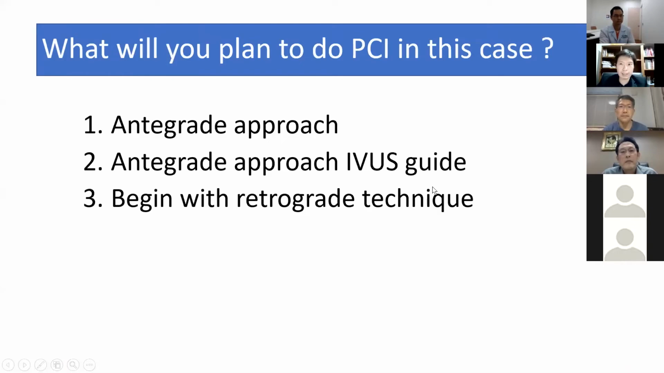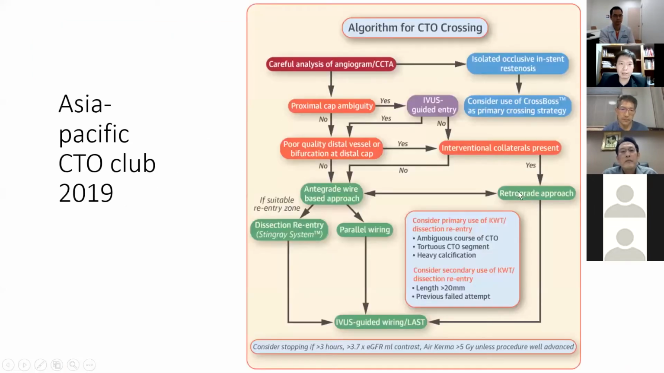So what will I plan to do in this case? An integrated approach with IVUS guidance, or begin with the Luteo technique? I use the Asia Pacific CTO club 2019 guidelines, same as Dr. Manpet showed before. I feel that in this case the proximal cap of the ostial LAD is quite ambiguous. So I think I will use IVUS-guided entry and then try to puncture the ostial cap. And if I fail, I will try to use the collateral channel, which is quite large and well formed, from the RCA.